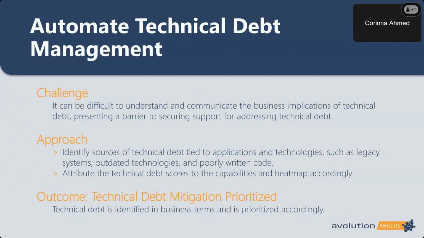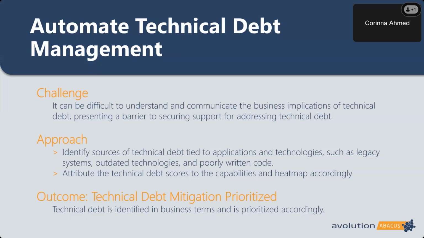One way that we can leverage capabilities to identify opportunities is by automating technical debt management. Technical debt can be a major issue that inhibits maturing and creates ongoing costs. However, it's often difficult to explain the business implications and to figure out where we actually need to prioritize the reduction of technical debt. An approach we can use is to leverage capabilities to put that technical debt into perspective.